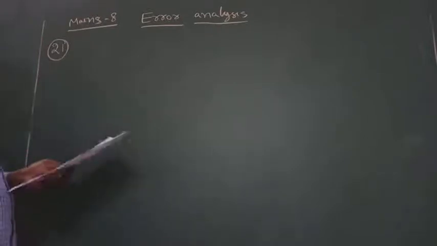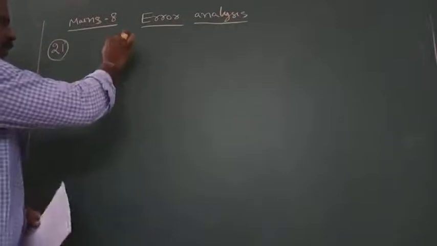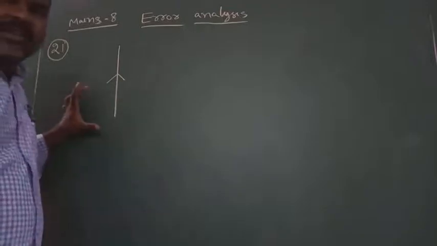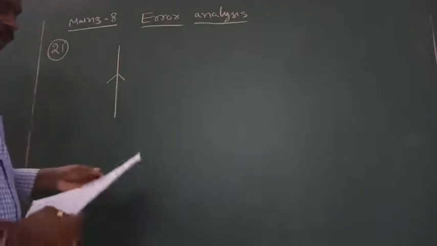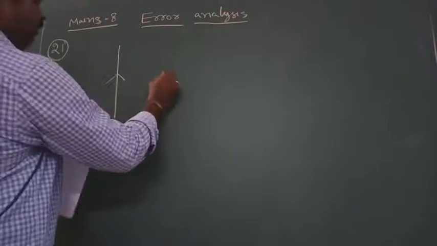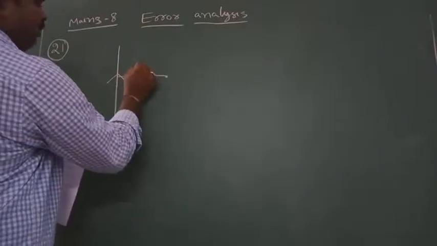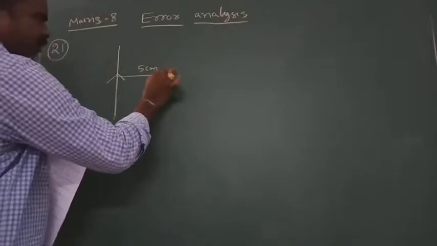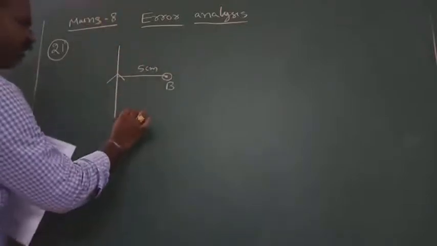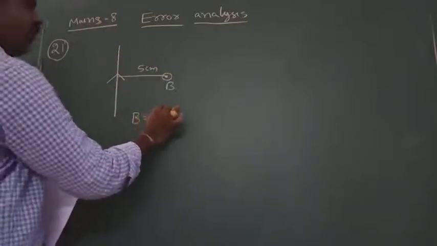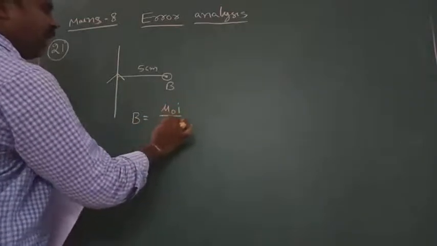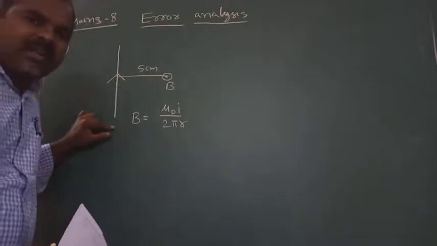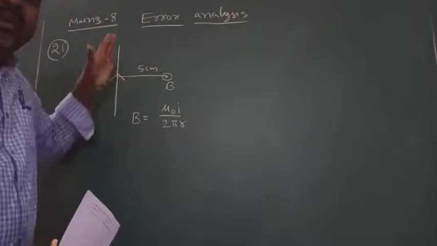An electric current passes through a long straight wire. A long straight wire is nothing but an infinite wire. At a distance of 5 centimeters from the wire, the magnetic field induction is B. The formula for B is equal to mu naught I by 2 pi r. This is the magnetic field induction due to a straight current carrying conductor of infinite length.